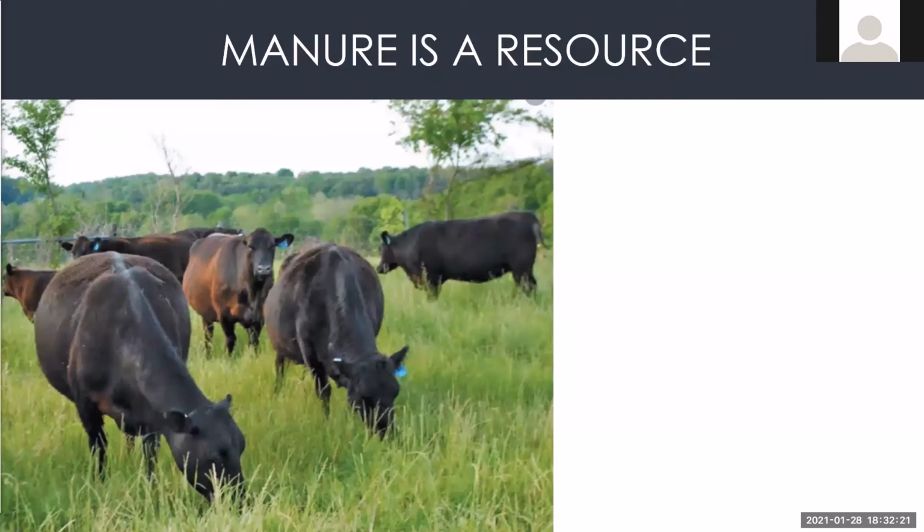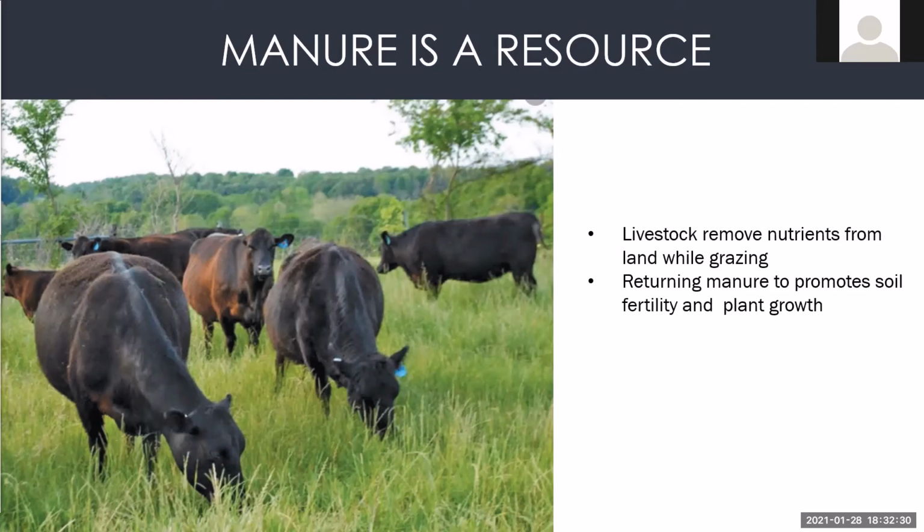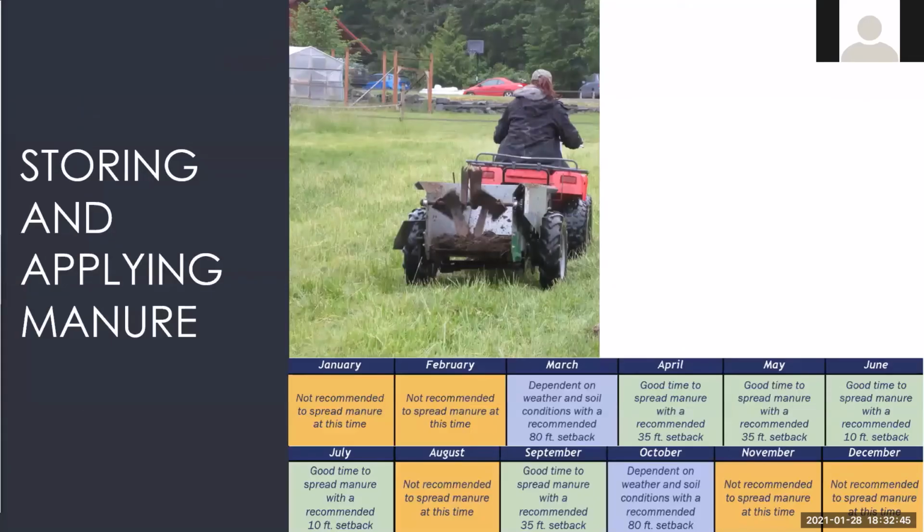But manure is a really great resource, and when livestock are grazing, they remove nutrients from the land, and so returning that manure is going to promote fertility and improve plant growth. And we've got the nitrogen, potassium, and phosphorus that are really important nutrients for our forage grasses. So to protect water quality, we really want to carefully plan when and where we apply our manure.